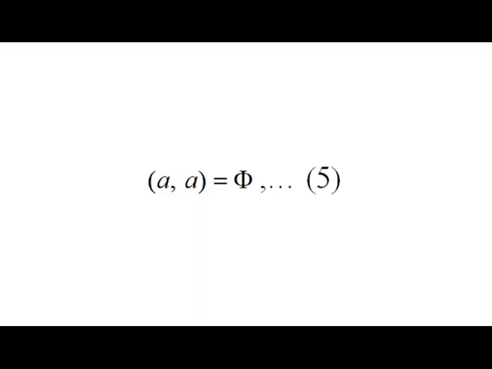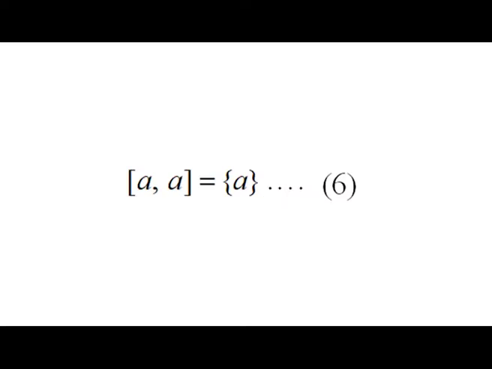Each of the above intervals given in equation 1 to equation 4 has length defined by b minus a. If a equals b, note that the corresponding open interval is the empty set, open interval (a, a) equal to empty set, equation number 5. Whereas the corresponding closed interval is the singleton set, closed interval [a, a] equal to singleton set {a}, equation number 6.